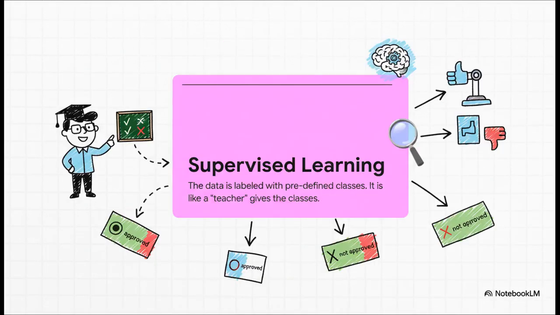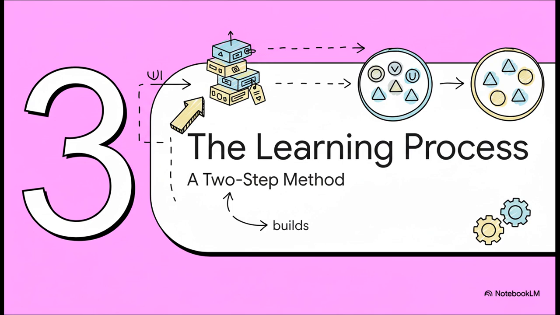And this brings us to the official definition. Supervised learning is when your data is labeled with these predefined classes, like approved or denied. It's like a teacher, that's the supervision part, is standing over the machine's shoulder, giving it all the correct answers so it can eventually learn to make these decisions on its own. But this learning process doesn't just happen magically all at once. It's a really structured two-step process, and getting it right is absolutely crucial.